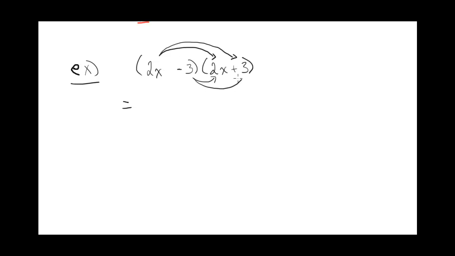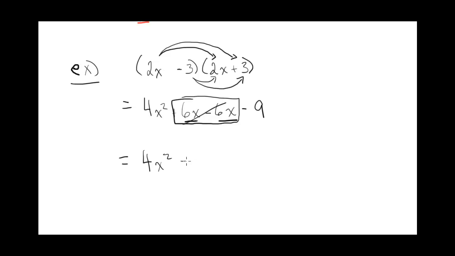You multiply the first term by both terms in the second bracket, and the second term by both terms in the second bracket. So 2x times 2x, 4x squared, 2x times 3, 6x, minus 3 times 2x, minus 6x, and minus 3 times plus 3 is minus 9. So notice now when we collect like terms, 6x and minus 6x, those become 0. Right? So they kind of cancel each other out, and you just have 4x squared minus 9.